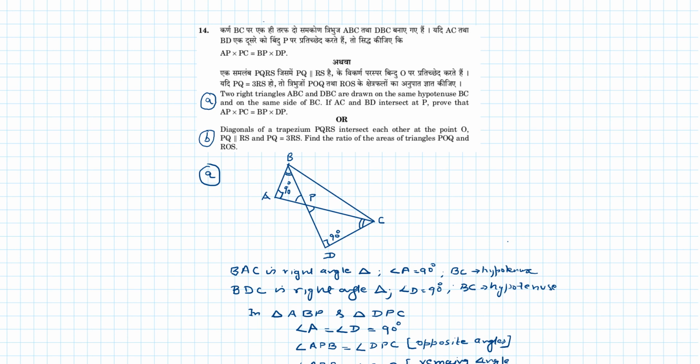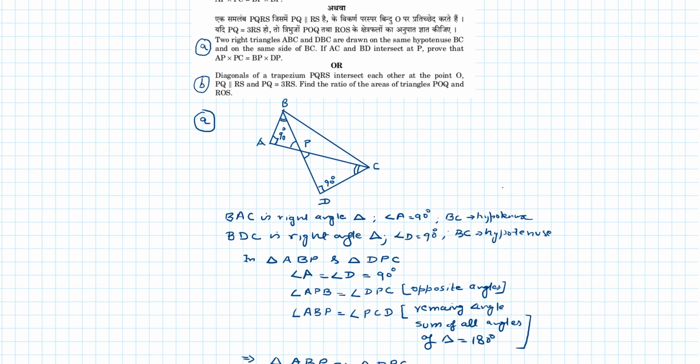Let us first take the first part. What it says is, if two right triangles ABC and DBC are drawn on the same hypotenuse BC, तो हमने ये देखा, यहाँ हमने BC ड्रॉ किया and they are on the same side of BC. So let us take the left side of the BC. Okay, and these are two right angle triangles, right?